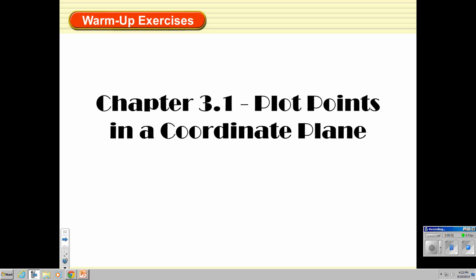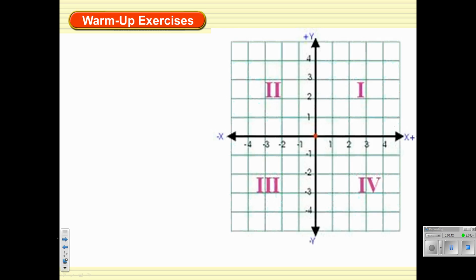All right, this is Chapter 3, Lesson 1, plotting points in a coordinate plane. And I think you guys are really familiar with a coordinate plane. Here, this is a picture of a coordinate plane. It has the x and y axis. It's basically a graph. That's what a coordinate plane is. And there's your coordinate plane.